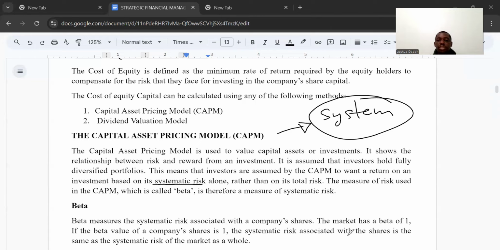Okay. The measure of risk used in the CAPM is called beta.